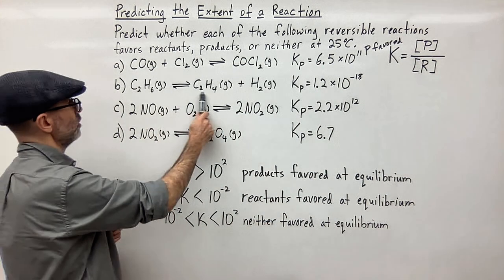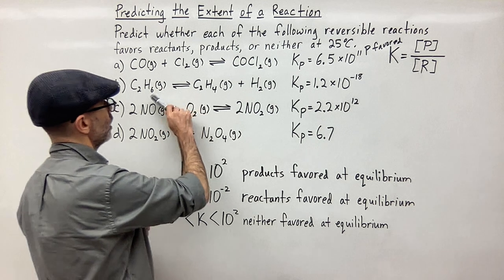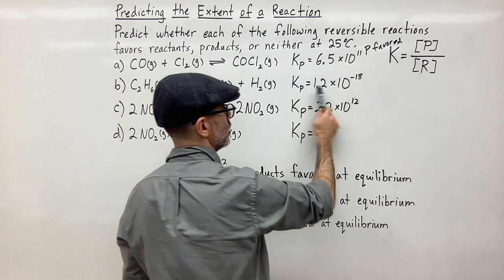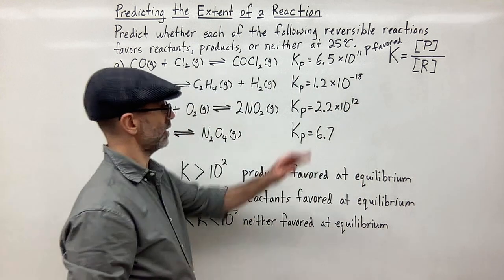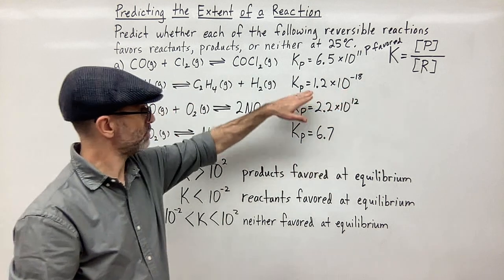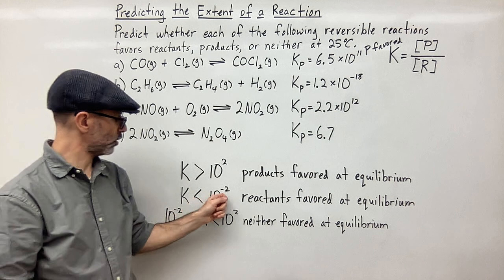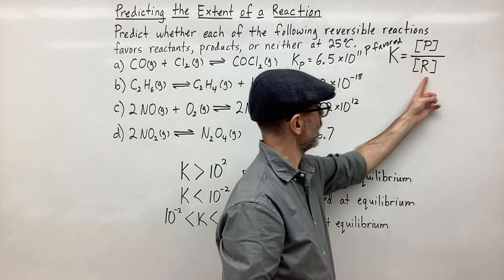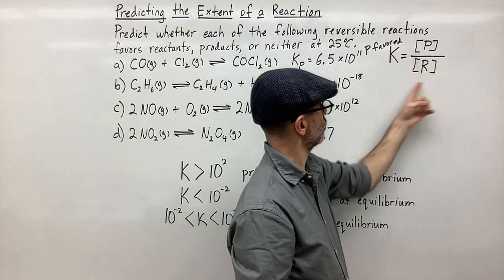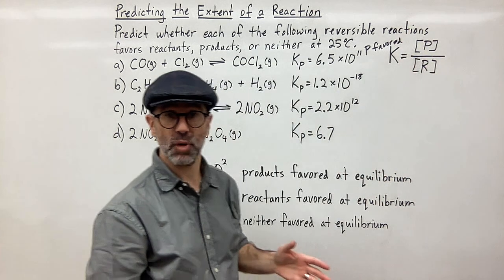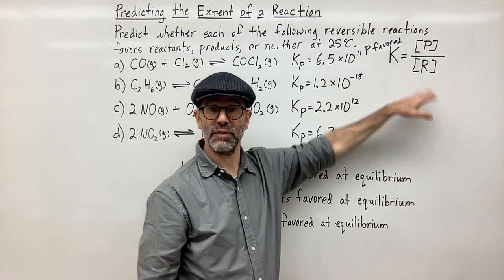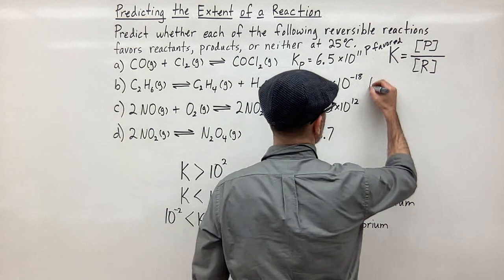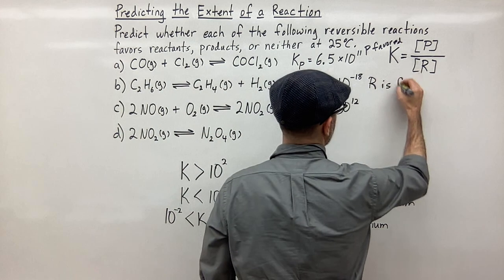Okay, what about this reaction here? So this reaction, C2H6, decomposes into C2H4 and hydrogen gas. And so we have Kp is equal to 1.2 times 10 to the negative 18. So the fact that we have a negative exponent here makes this very, very small. So this is much smaller than 10 to the negative 2. This is telling us that we have a very large denominator compared to the numerator. And so this value here of the ratio ends up being very small. So this tells us that the reactants are favored. We have much more reactants at the equilibrium than we do products. So here R is favored.